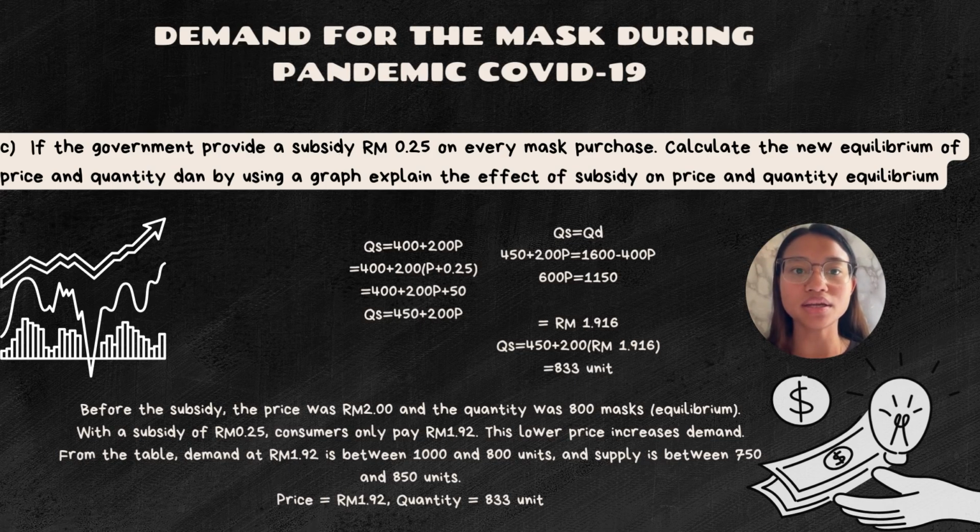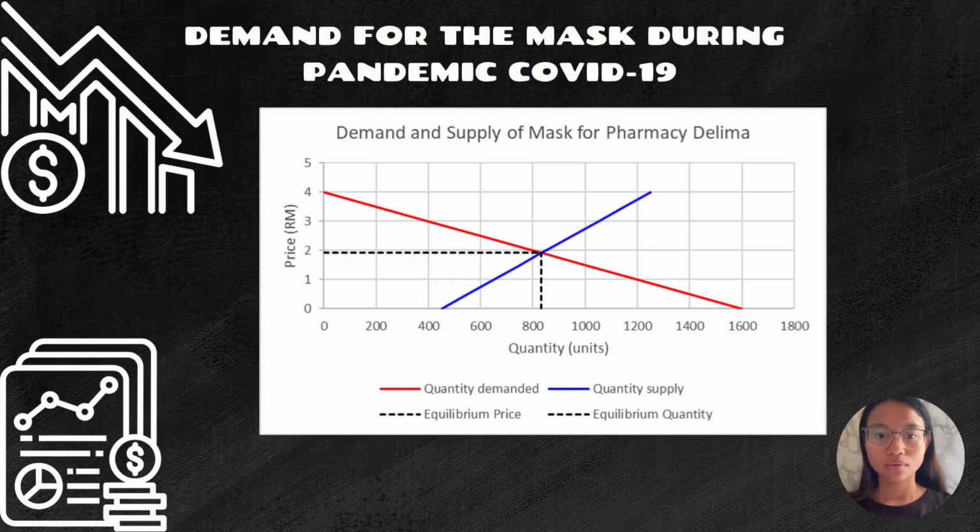This lower price increases demand. From the table, demand at 1 ringgit 92 cents is between 1,000 and 800 units, and supply is between 750 and 850 units. At a price of 1 ringgit 92 cents, the quantity is 823 units. This graph shows the demand and supply of masks at Pharmacy Delima during COVID-19.